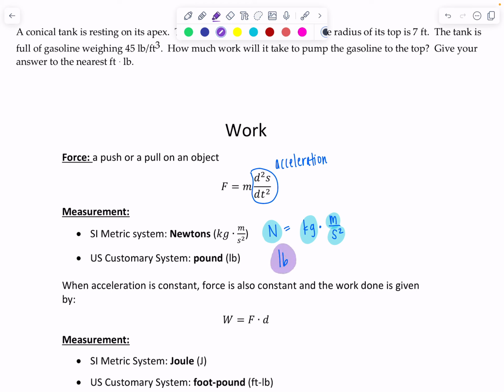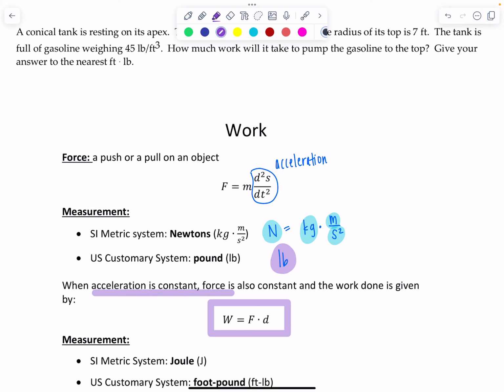Now, what is work? Well, work is performed on an object. It's the force that's applied through a distance, through a displacement. And when acceleration is constant, force is also constant, as long as mass is not changing, right? So if this is constant, this usually doesn't change, then force is constant. And we have the following formula for work. It's equal to force times d, distance, displacement, depending on the problem.